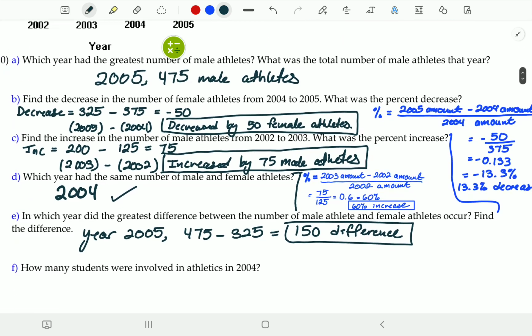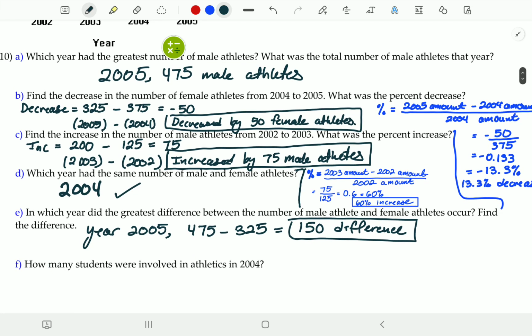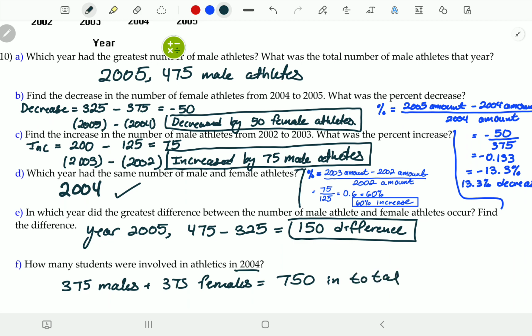And then to answer part F, how many students were involved in athletics in 2004? To determine that, we just add the values for male athletes and female athletes from the year 2004. There are 375 males plus 375 females, which equals 750 athletes in total. And that is it to question number 10.